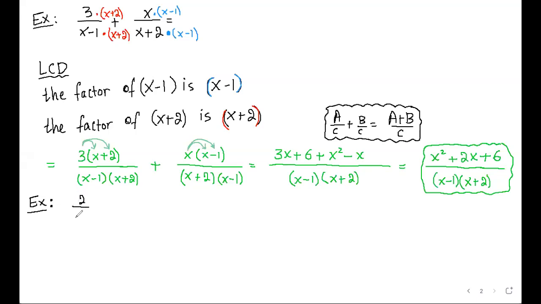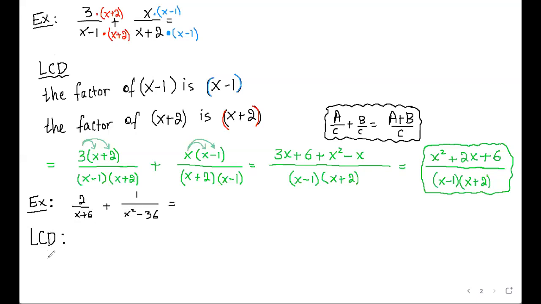2 over x plus 6 plus 1 over x squared minus 36. This is equal to... So like before, we have to find the least common denominator for both denominators, the first fraction and the second fraction.